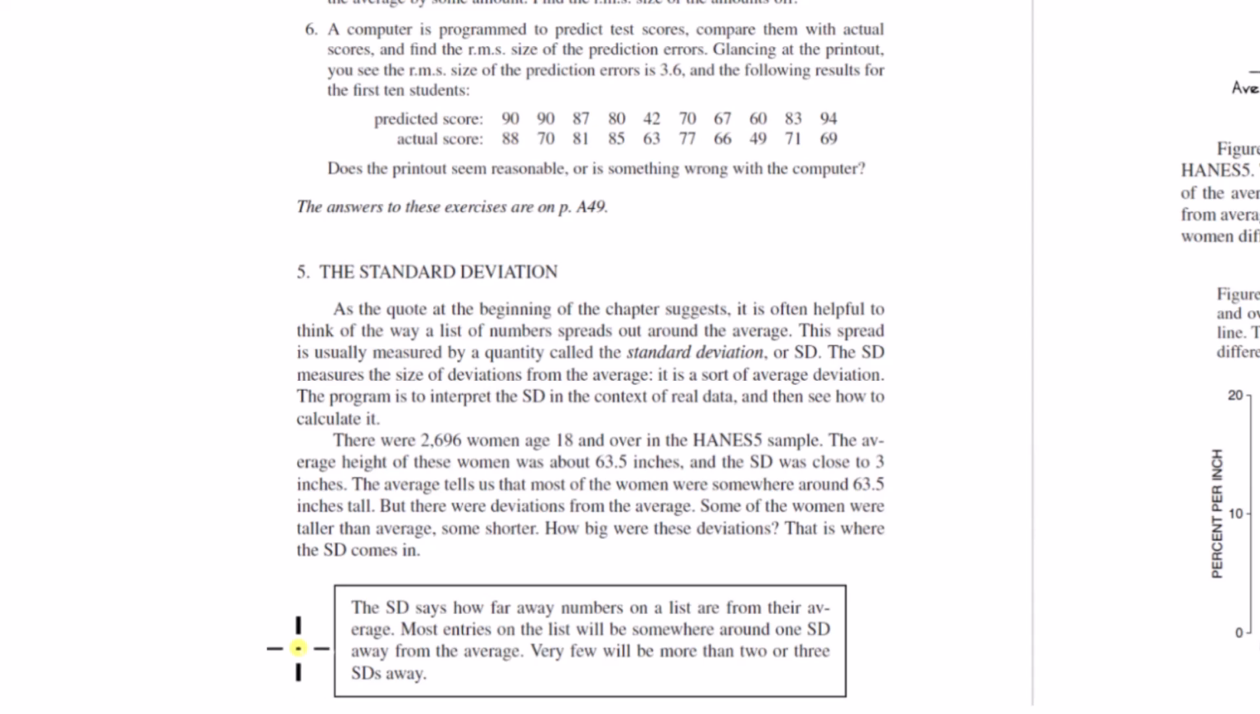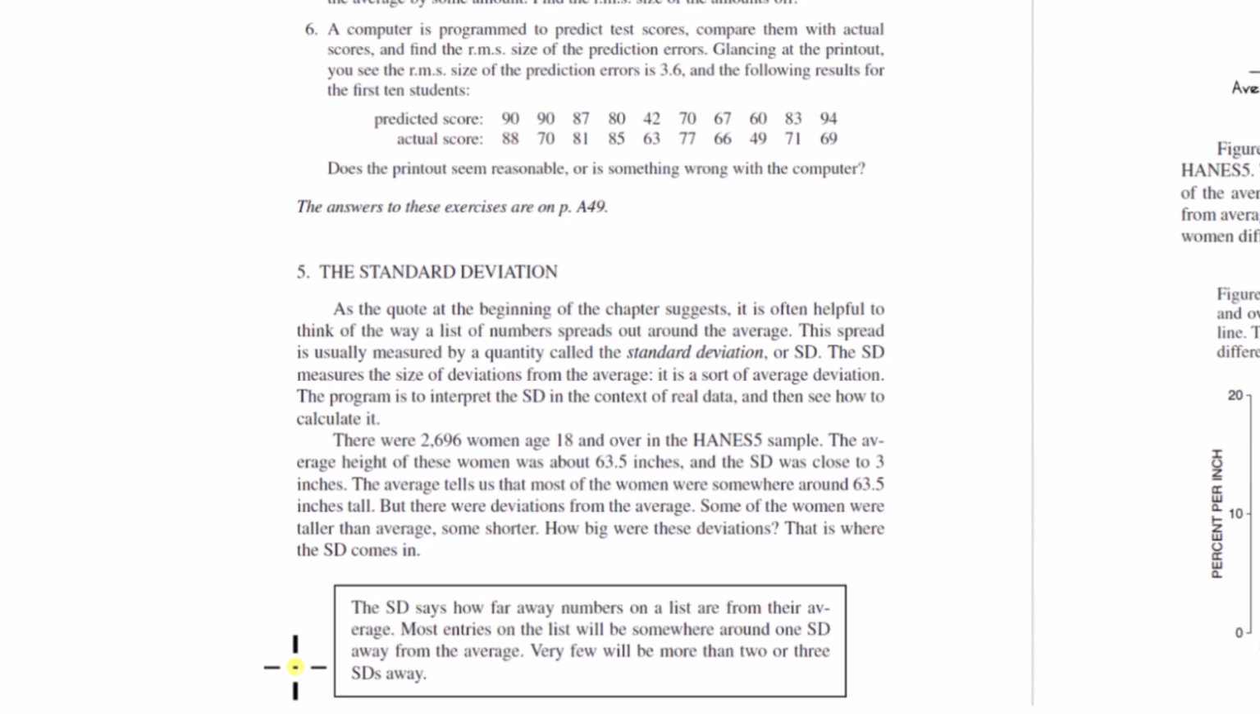The larger the standard deviation, the more spread out the data is from the average. The smaller, the less spread out the data is. Okay, now it says most entries on the list will be somewhere around 1 standard deviation away from the average. Very few will be more than 2 or 3 standard deviations away. And so don't let this confuse you.